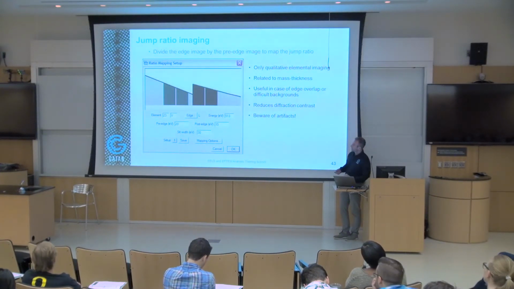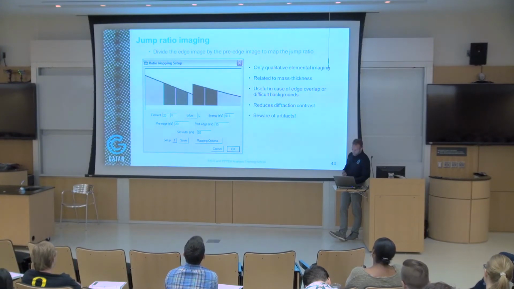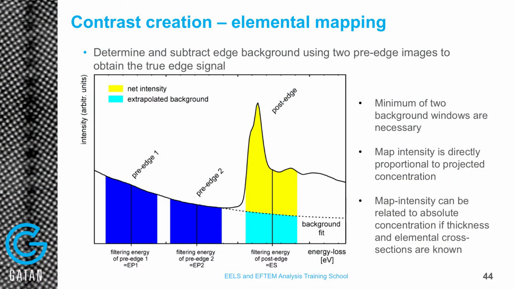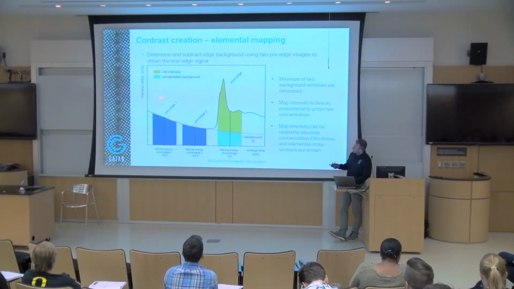But the problem of this particular technique is that there is no compositional map. So the intensity is not going to be proportional to the amount of atoms. If you want to do something more quantitative, you have to use this approach, which is called the 3-window method, where you take 3 different images.